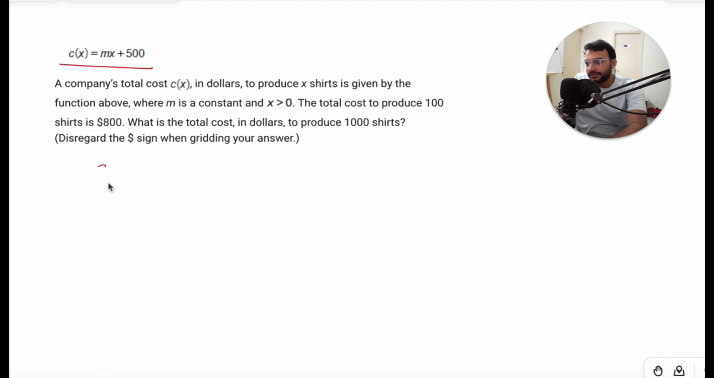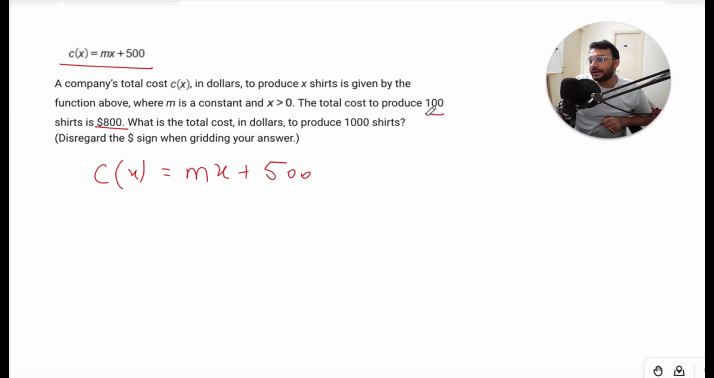Okay, so the cost can be modeled as a linear function with mx plus 500, where m is a constant. That's basically, as you can see, 500 would be the fixed cost to produce any number of shirts. That may be the fixed running cost of the machinery and those kinds of things. And m, that is getting multiplied with x, that means that is the additional cost for each shirt. So that will depend on the number of shirts getting produced. Let's put in the values given to figure out the value of m.